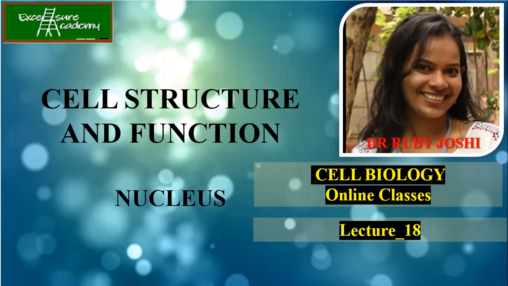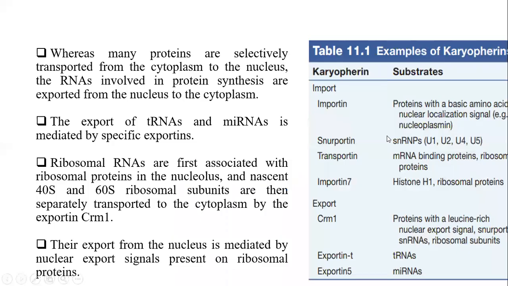So yesterday we saw how, with the help of proteins like importin and exportin, protein molecules are exported and imported between the cytoplasm and nucleoplasm, right? Now in today's lecture, we'll see how transport of RNAs happens from nucleoplasm to cytoplasm. There are many proteins which selectively transport from the cytoplasm to the nucleus. The RNAs involved in protein synthesis are also exported from the nucleus to the cytoplasm.